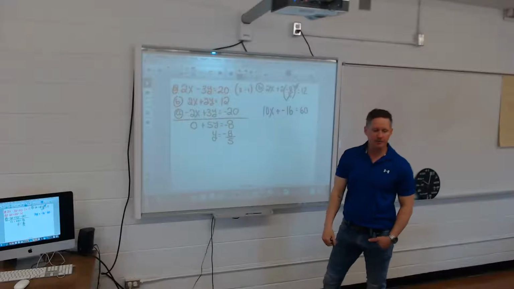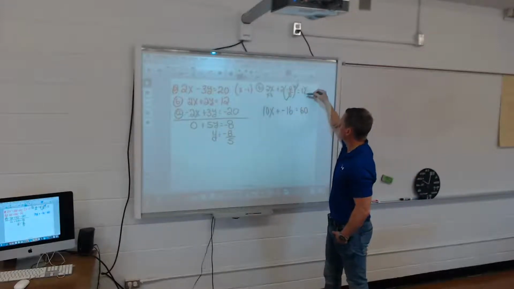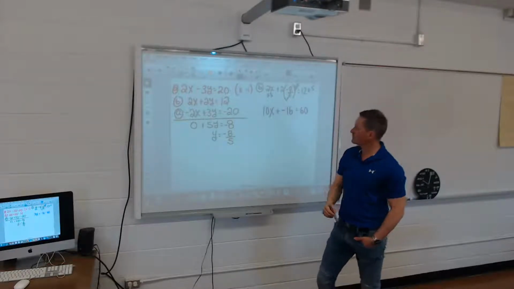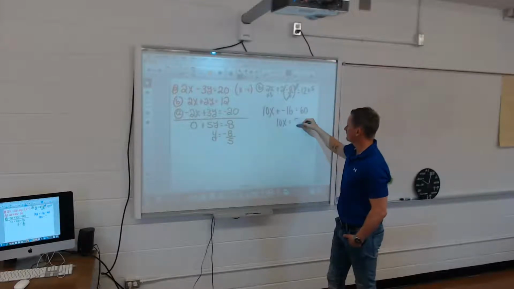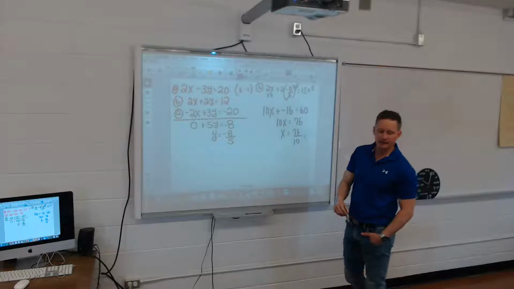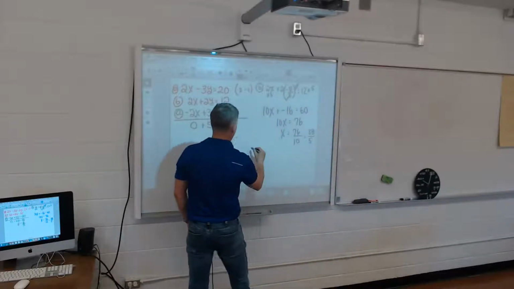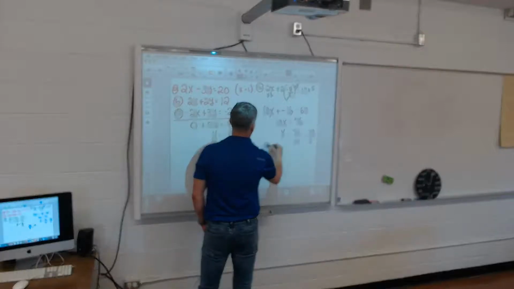So I have 10x plus -16 equals 60. So I times this by 5, times that by 5, and I times this by 5. Now I don't have to worry about the fractions. I'm going to add 16 and then divide by 10. And they likely, I would think, probably reduce this to 38 over 5. So my coordinates in this question are 38 over 5 and -8 over 5.